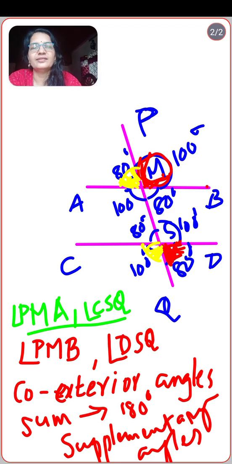When two parallel lines are cut by a transversal, there form two pairs of co-exterior angles. They are on the same side of the transversal and they are in the exterior part of the parallel lines. The sum of the two angles in an exterior angle pair is always 180 degrees, or we can say the angles in an exterior angle pair are always supplementary. Clear? Okay, thank you.